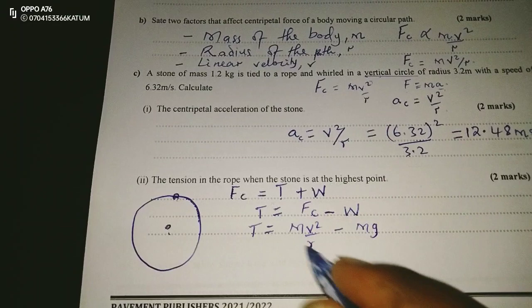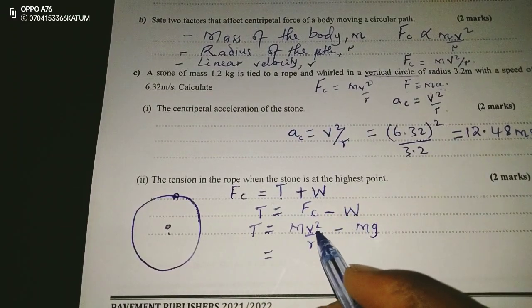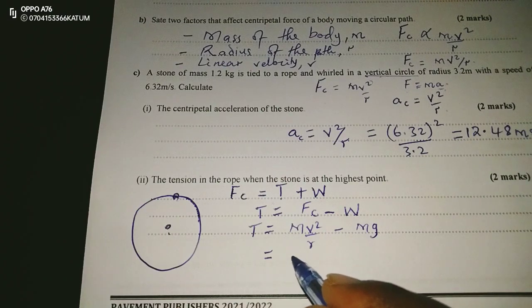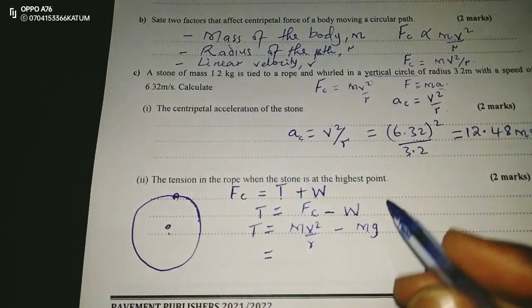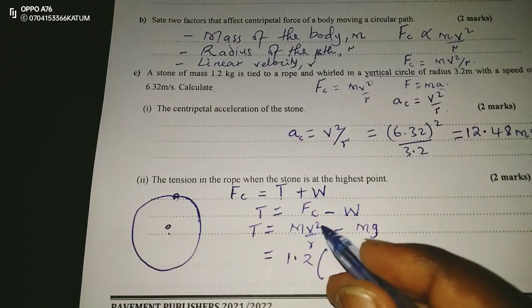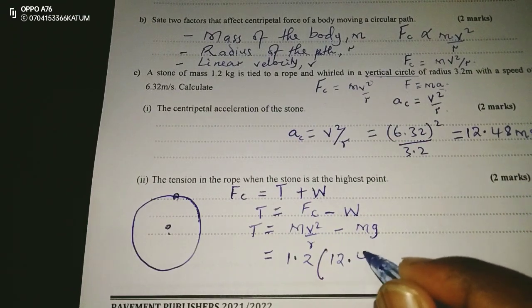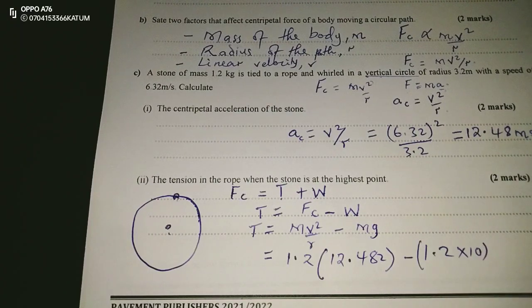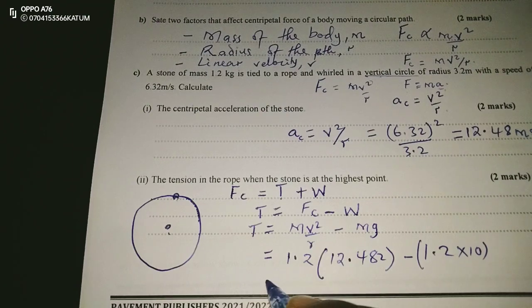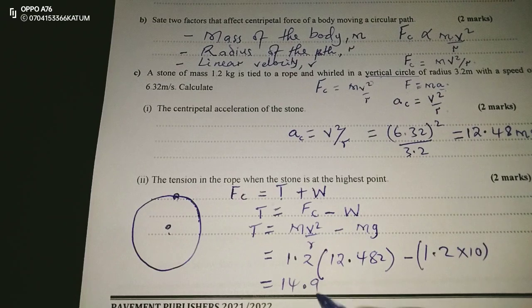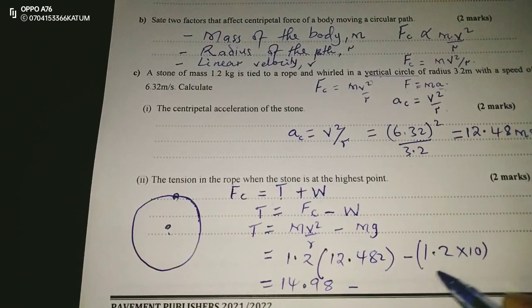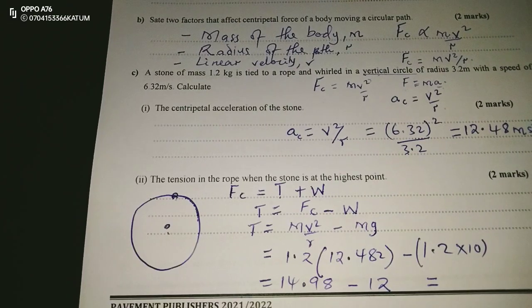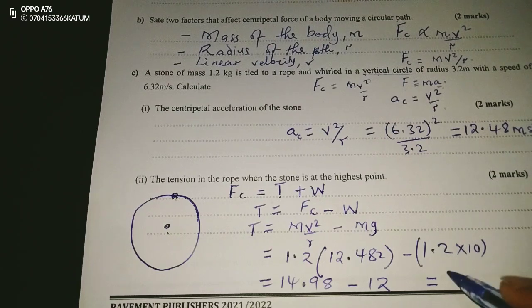So this is going to give us, when we take mv squared out of r, we're going to use the mass here of the stone. We are told that a stone of mass 1.2. So 1.2 multiplied by v squared out of r, which has already been calculated here as 12.48, then minus mass of 1.2 times g as 10. Therefore, when we multiply by 1.2, this value we're going to get 14.98, then minus 12. So when we take 12 and subtract from this figure, we're getting 2.98 to 2 decimal places newtons. So this is going to be the tension at the highest point in the vertical circle.